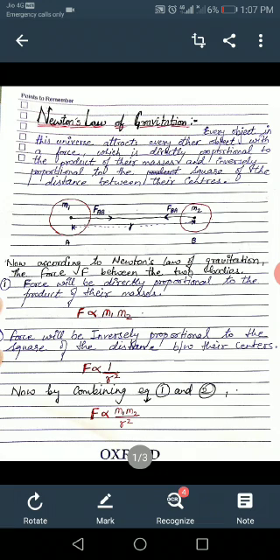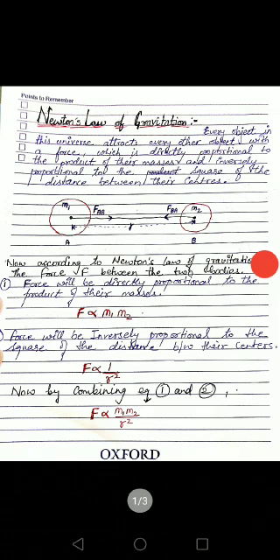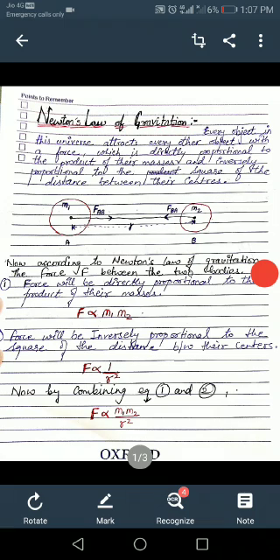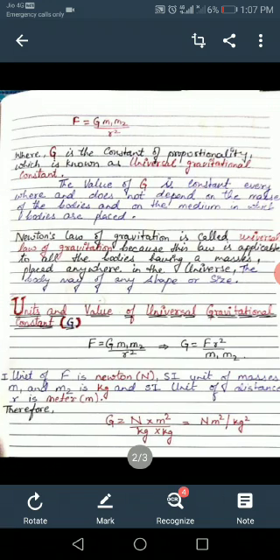So by combining these two relations, equation 1 and equation 2, we form a formula: force depends on mass and distance. Force is directly proportional to their masses and inversely proportional to the square of the distance. So we will remove the proportionality and put a constant of proportionality, where G is the constant of proportionality, which is known as the universal gravitational constant.